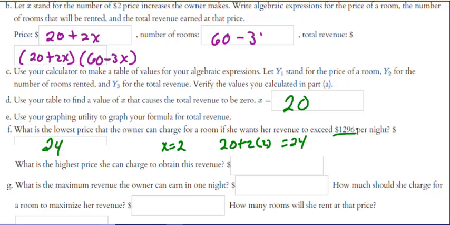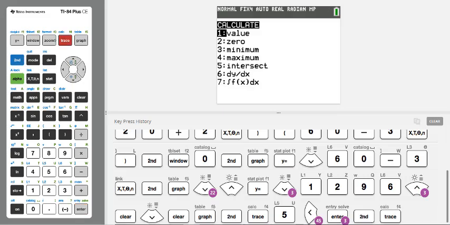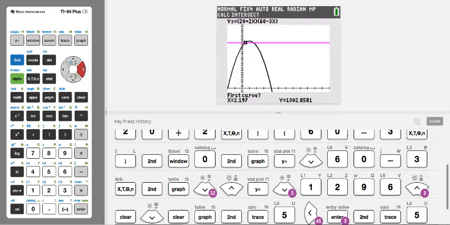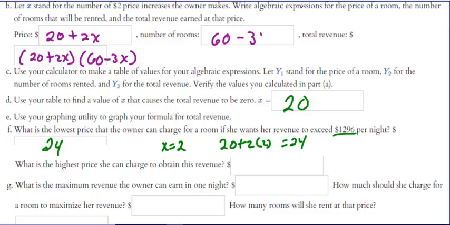Or we could go back over here and go second, trace. See, it touches it in 2 places. So we go over here and then enter, enter, enter, and 8. So that'd be 20 plus 2 times 8. So that's 20 plus 16, which is 36. So the highest price that she could charge and still obtain a revenue of $12.96 is $36.